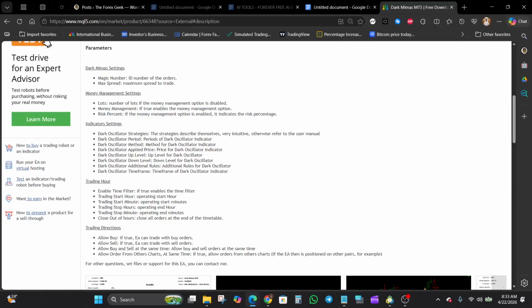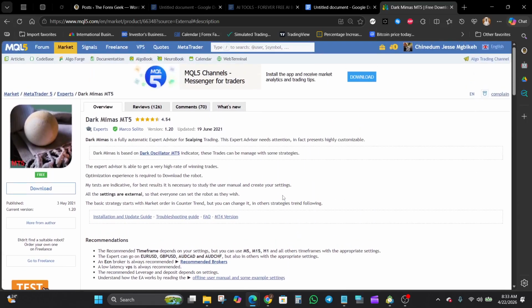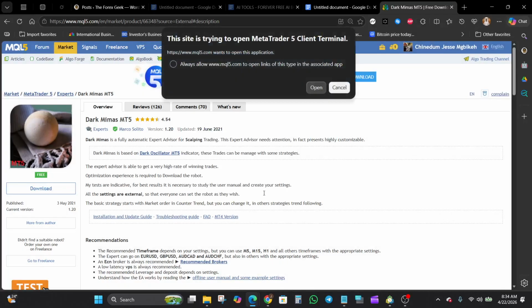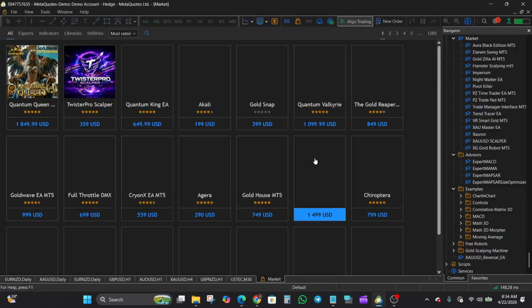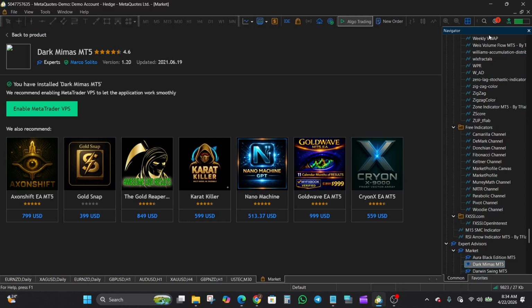All right, so instead of just talking about the features, let's quickly jump into the strategy tester and see how this EA behaves in real market conditions. In a moment we should have this EA added to our navigator, and from there we're going to be testing the EA to see how it works. All right, here we go.